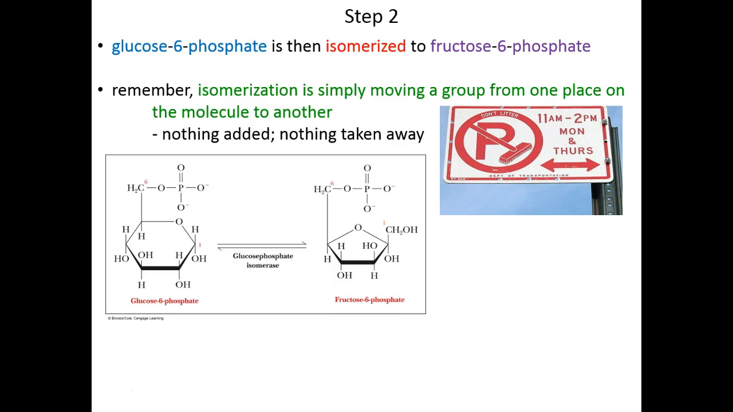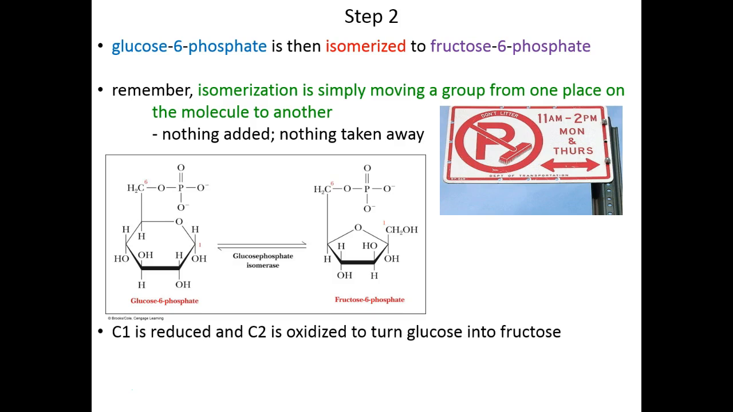So here's the reaction schematic itself. A glucose 6-phosphate rearranged into fructose 6-phosphate, not much more to say about it than that. If you want to, be my guest, pause the lecture and count up all the individual atoms in these two schematics, and you will find that the same number of oxygens, hydrogens, carbons, and phosphate exist in both of these molecules. Nothing gained and nothing taken away.